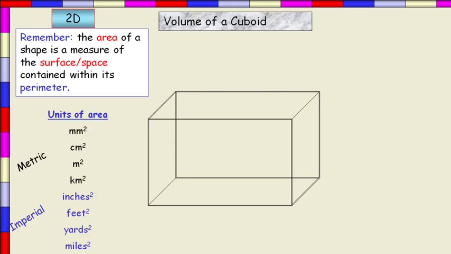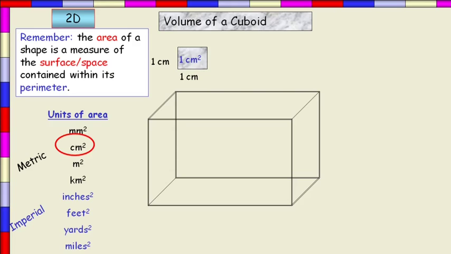These are some units of the area like millimeter square, centimeter square, meter square, kilometer square, inches square, feet square, yard square, mile square. So we always measure area in square. Here we shall take an example of centimeter square.